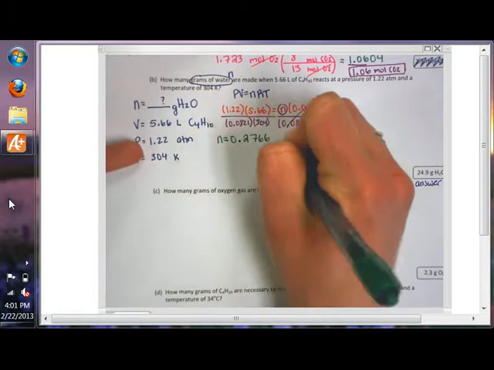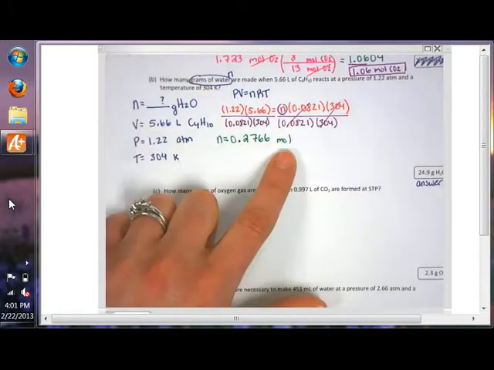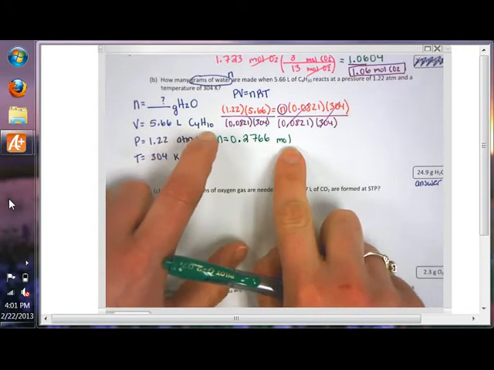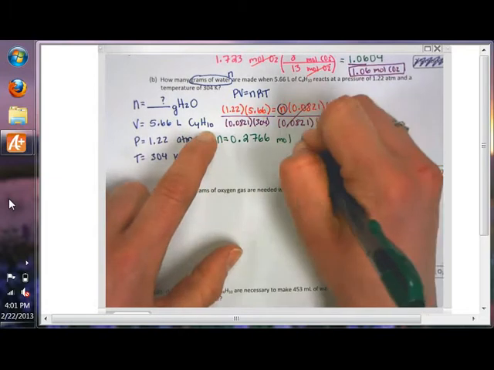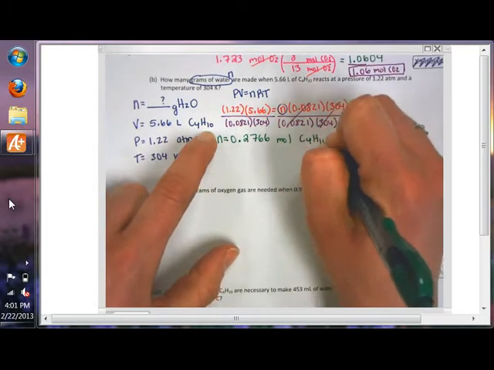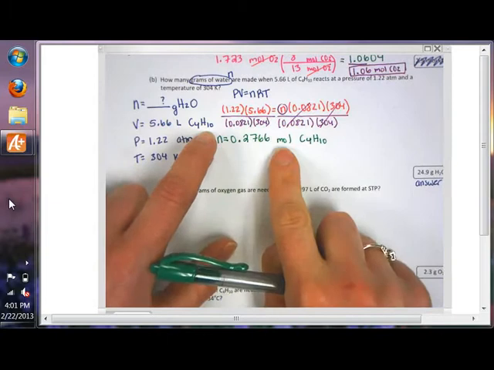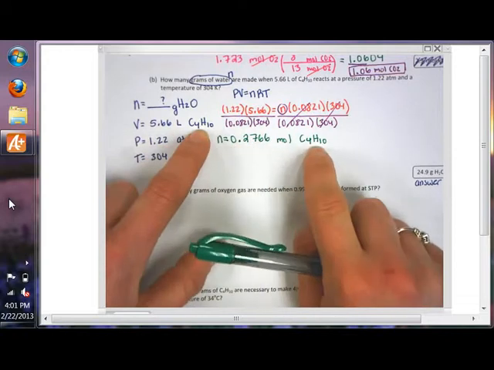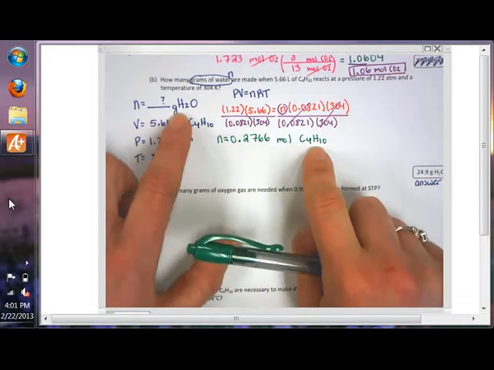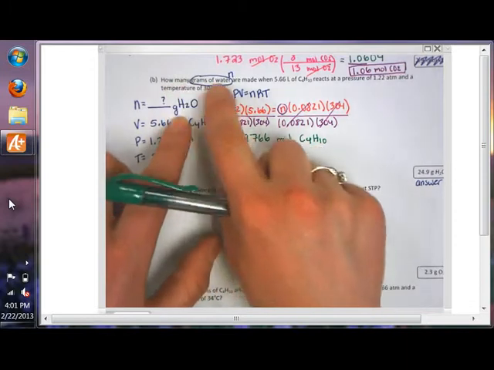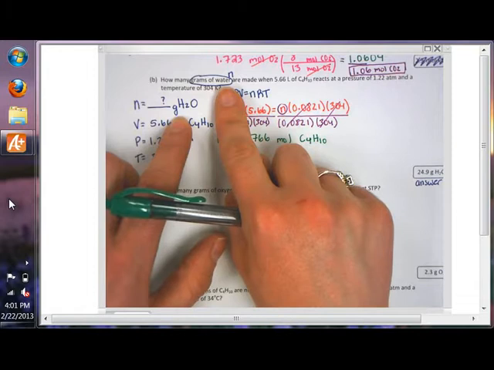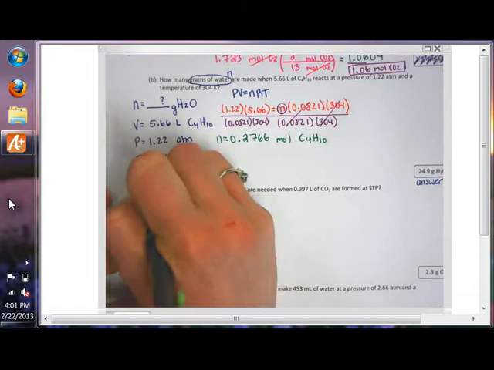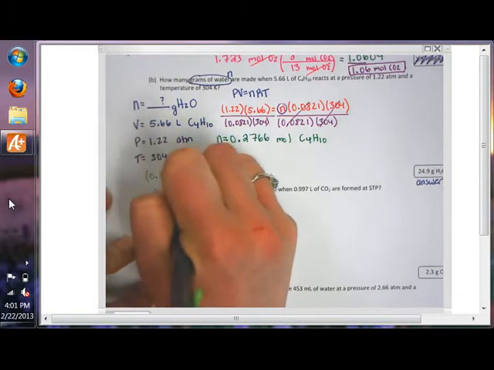Now, I plugged in liters of C4H10. That means I spit out moles of C4H10. Whatever value of volume I plug in, I plugged in liters of C4H10, so I spit out moles of C4H10. Now I look back. They wanted grams of water. So now this is just kind of a stoichiometry problem. Basically, you can think of it as taking 0.2766 moles of C4H10 to grams of water.